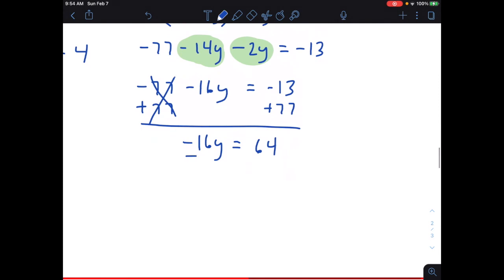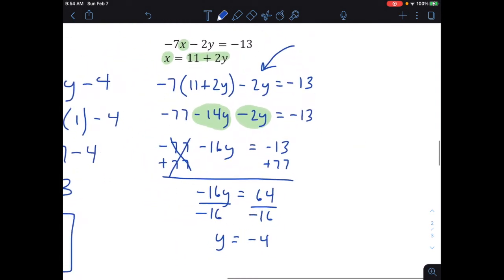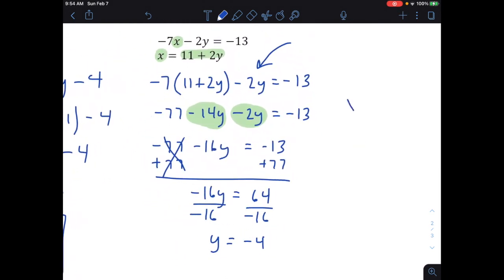Okay, and then we divide by negative 16. Wow, this one's got some challenging division and subtraction. So this is negative 4. No, I bumped the screen. There we go. All right, so I think the y is negative 4. And that means I'm going to go up to the x equals 11. Even teachers make mistakes.